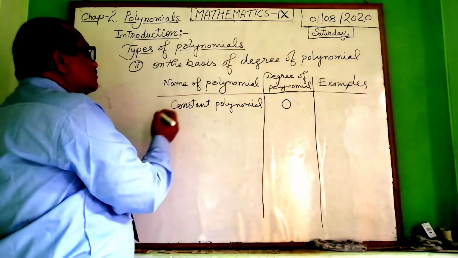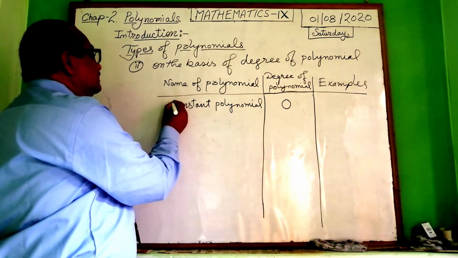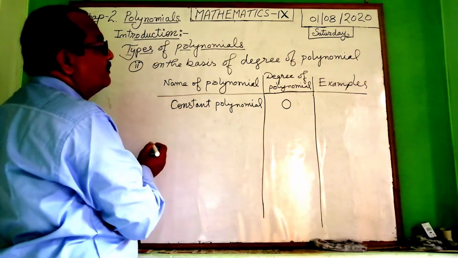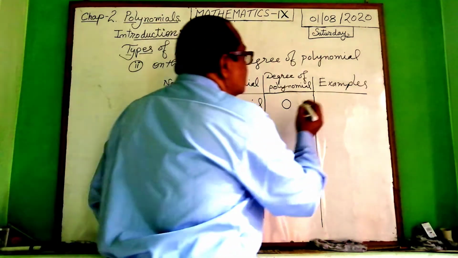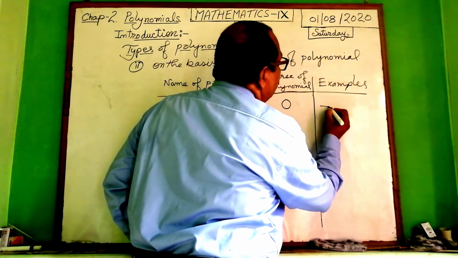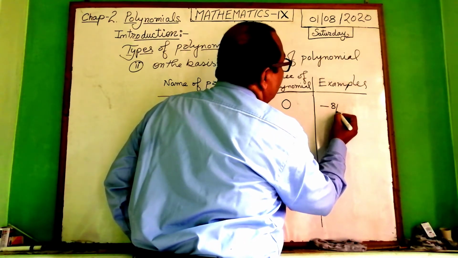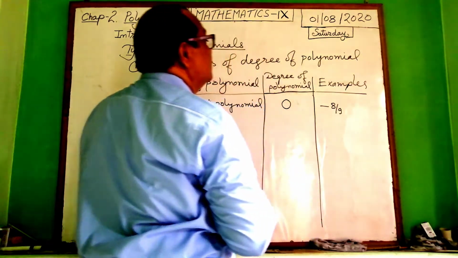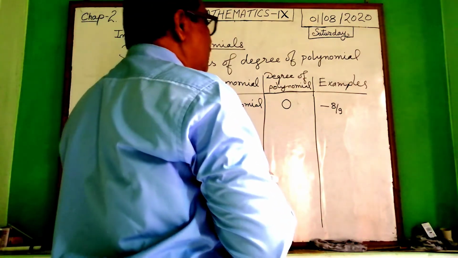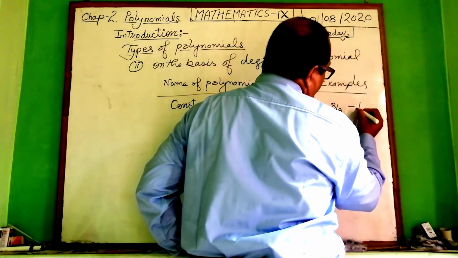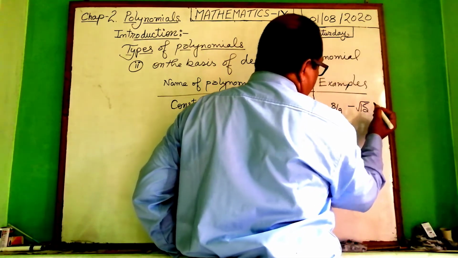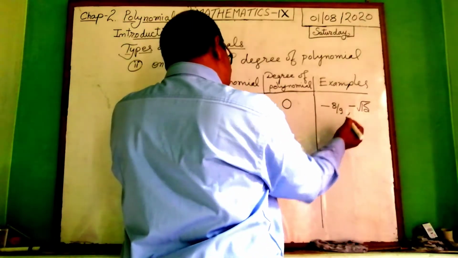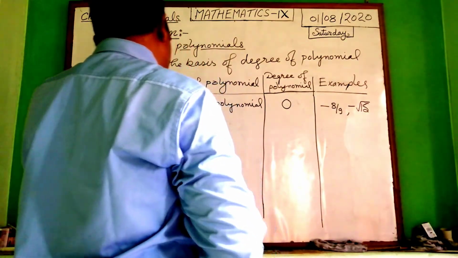And one more thing, this is a constant polynomial if the degree of the polynomial is 0. Suppose here is written minus 8 upon 9. It is a constant polynomial. Minus root 15 is also a constant polynomial.